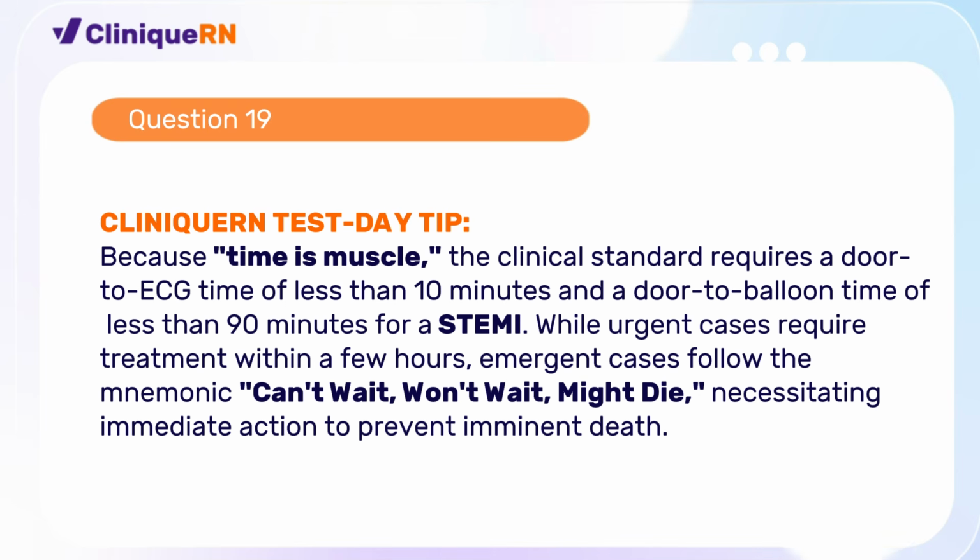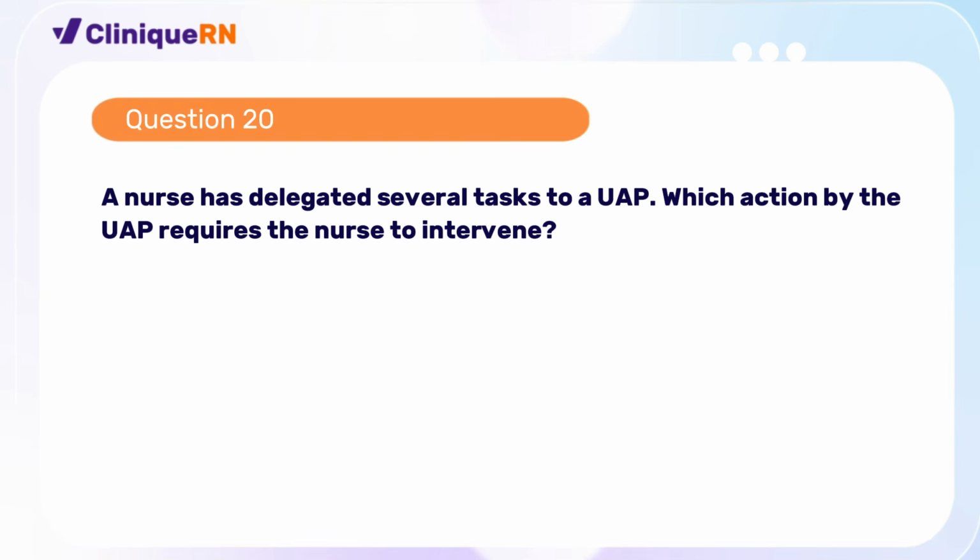While urgent cases require treatment within a few hours, emergent cases follow the mnemonic can't wait, won't wait, might die, necessitating immediate action to prevent imminent death. Question 20. A nurse has delegated several tasks to a UAP. Which action by the UAP requires the nurse to intervene?